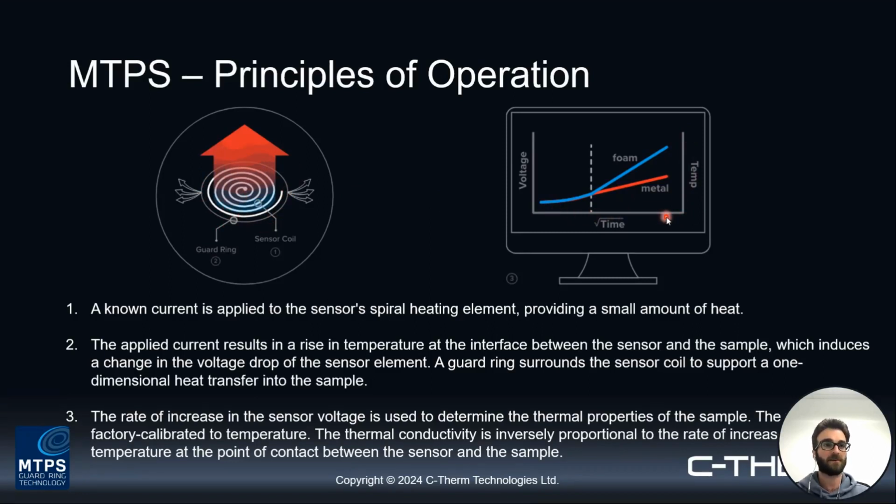Now, what you'll see is that materials that are generally lower in conductivity, something more insulative in nature, show a steeper rise in temperature in the test compared to something more conductive like a metal, where it'll be much flatter. But it's based on the rate of change that's observed during the measurement. This is where your thermal properties are determined from.